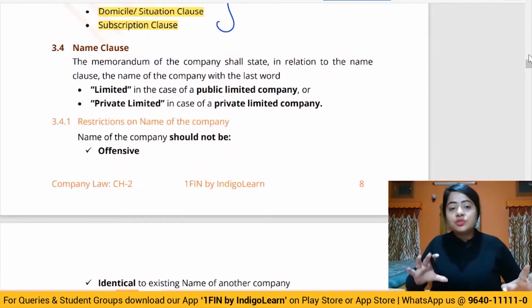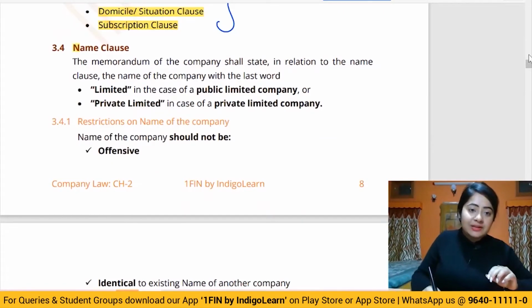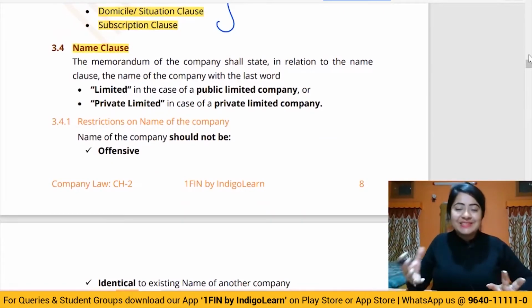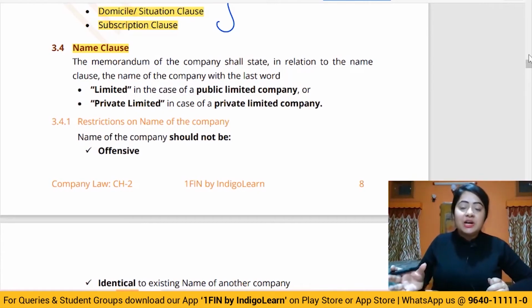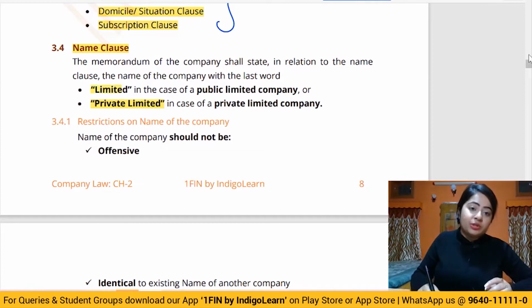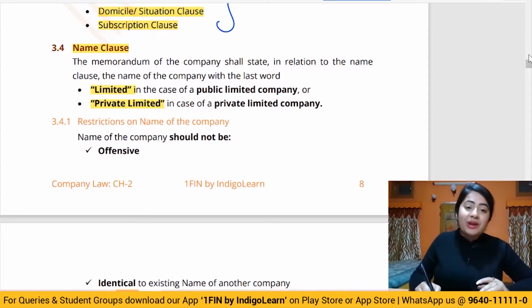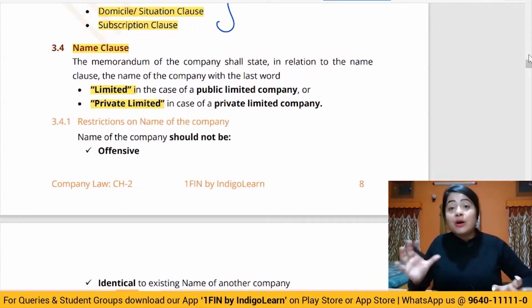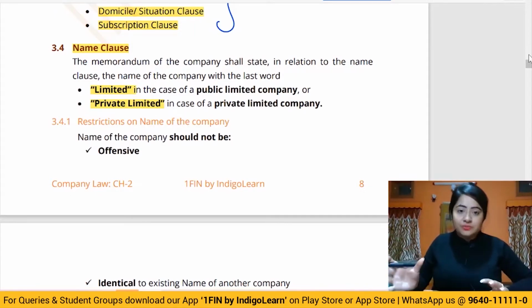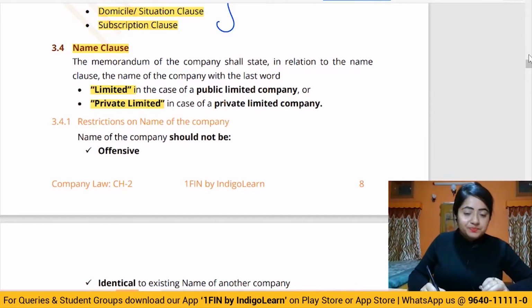Now let's talk about the individual clauses. First, let's talk about the name clause. What is a name clause? In the name clause in the memorandum, the name of the company will be stated, right? Now, if it is a private company, then after the name of the company, Private Limited is going to be stated. If it is a public company, then after the name of the company, Limited is going to be stated. If it is a section 8 company, then neither Limited nor Private Limited is going to be stated. Something like Foundation or Institution is going to be stated, right?